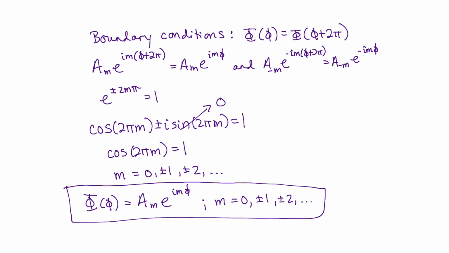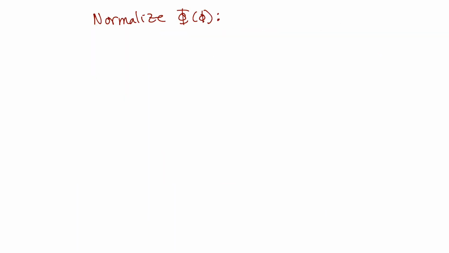Okay, so at this point, all that's left to do is to figure out what A is. Remember, A is a normalization constant of some sort, so we want to find out what that is. So we're just going to normalize our wave function just like we always do. So we want to take the integral of our function, complex conjugate, times our wave function again. Here our differential volume element is d phi. Okay, we want to set that equal to 1.